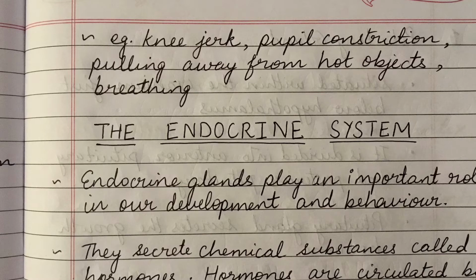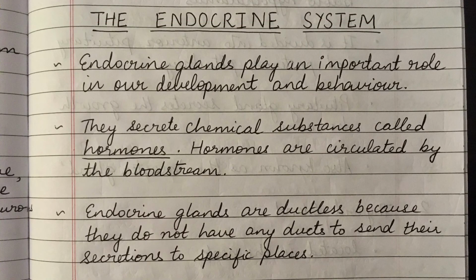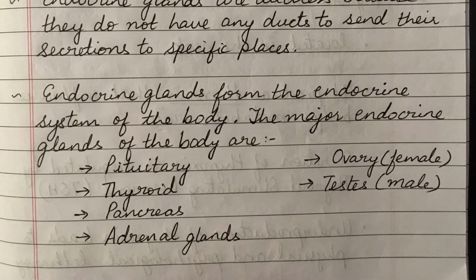Next is the endocrine system. The endocrine glands play an important role in our development and behavior. They secrete chemical substances known as hormones. The hormones are circulated by the bloodstream. The endocrine glands are ductless glands because they do not have any ducts to send their secretions to specific places. The endocrine glands form the endocrine system of the body.